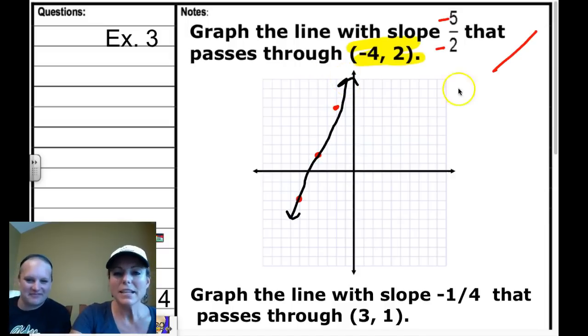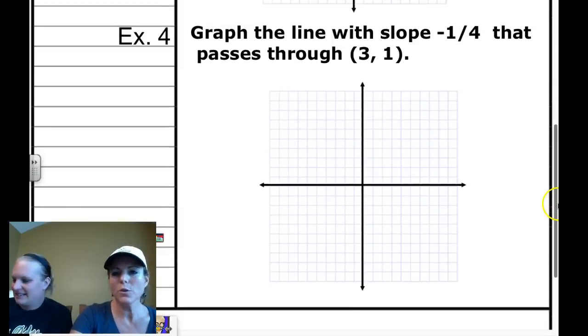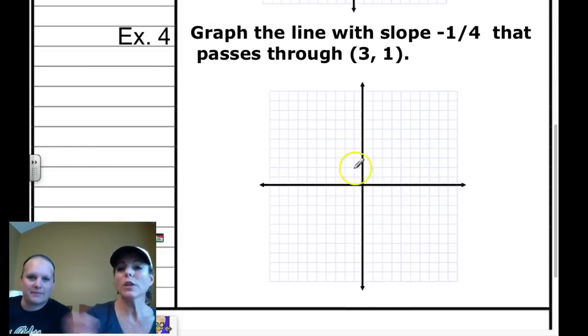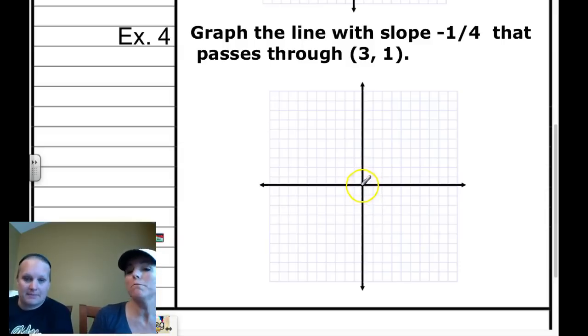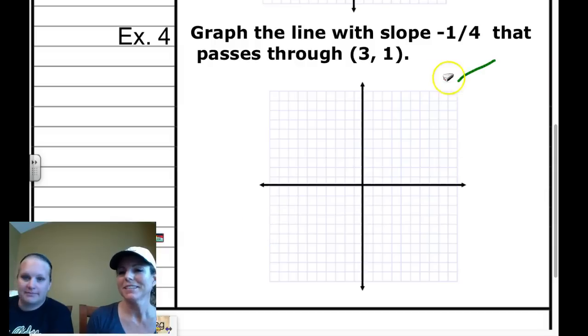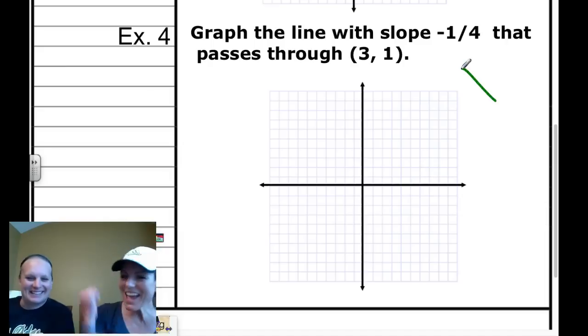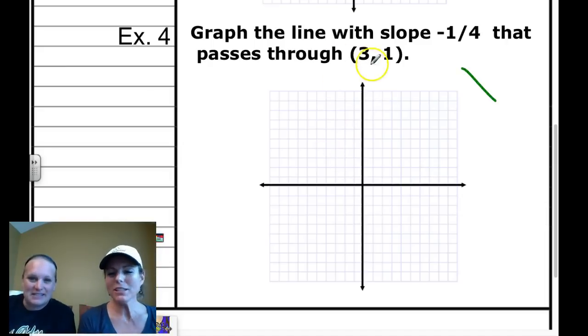Yes. Example number 4. Should we go and do that one? Yeah, that'll be good. All right, so now you have a negative slope. Your graph better go down and to the right. Down and to the right. We'll try that again. Oh boy, here we go. There we go. All right. So the point is, we started at 3, 1.